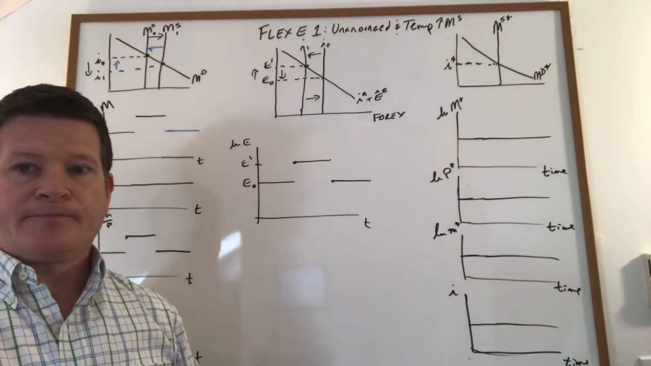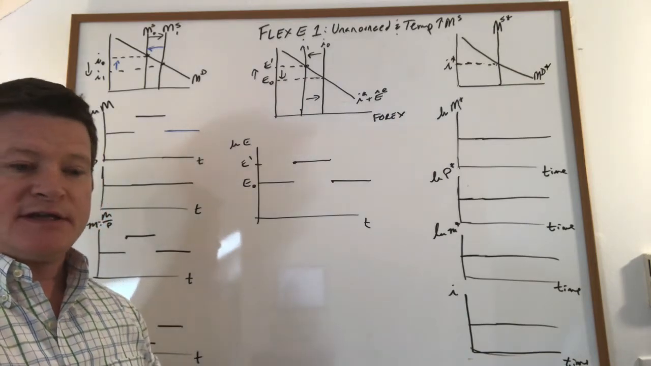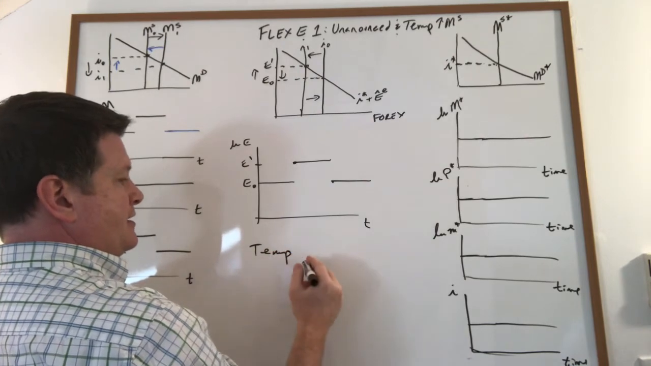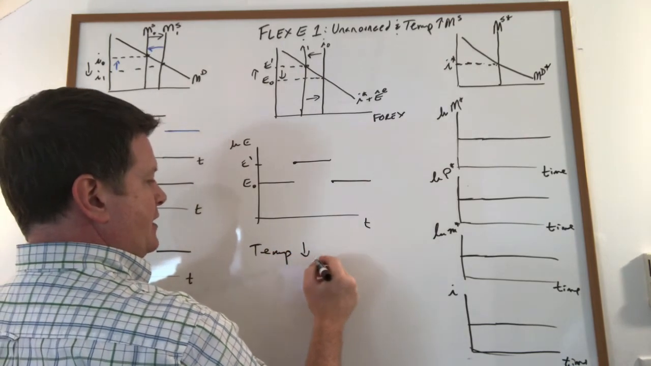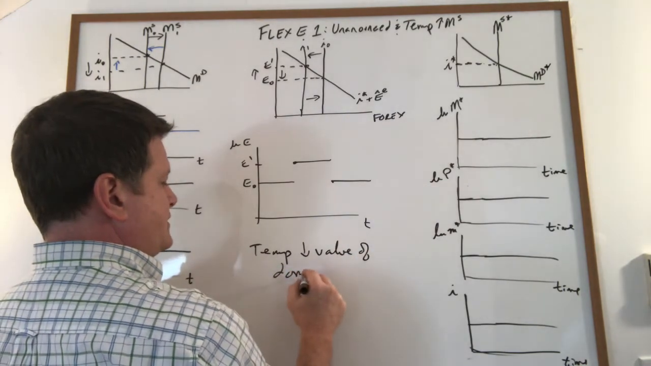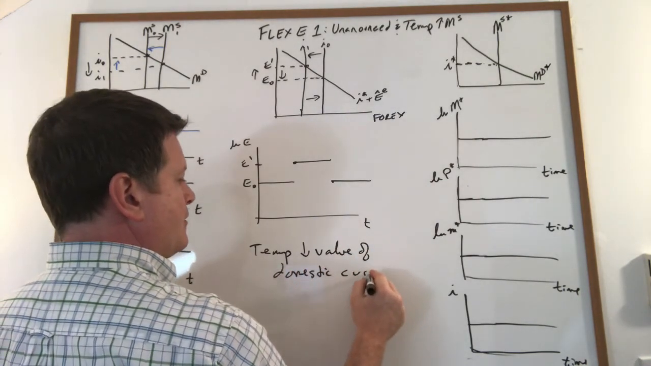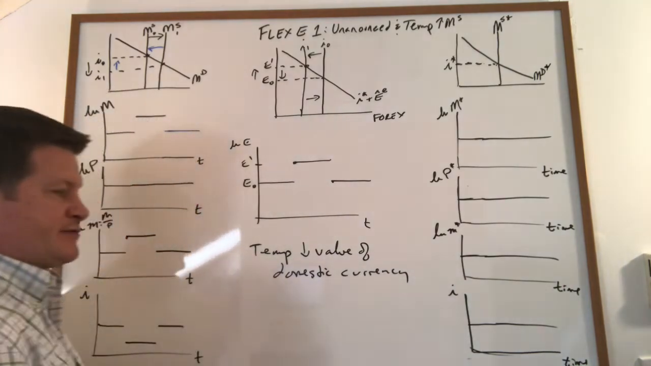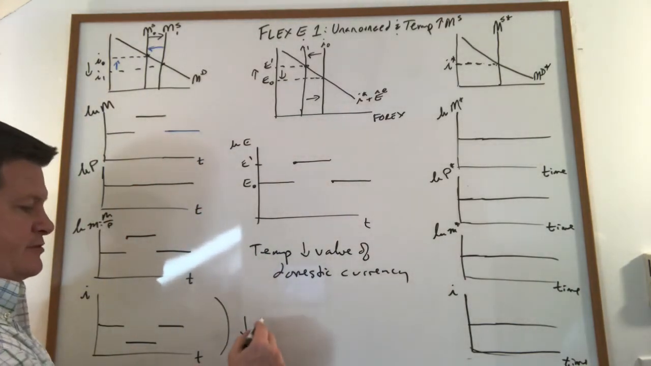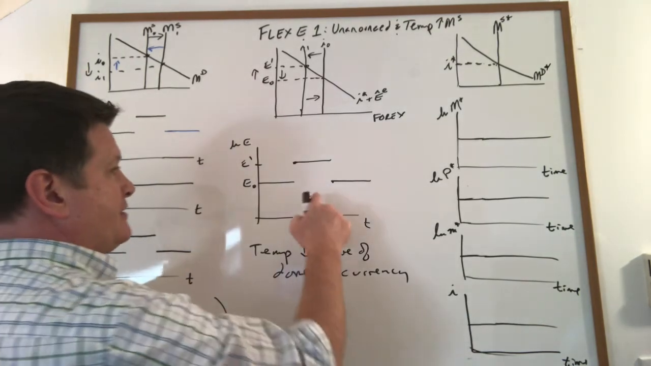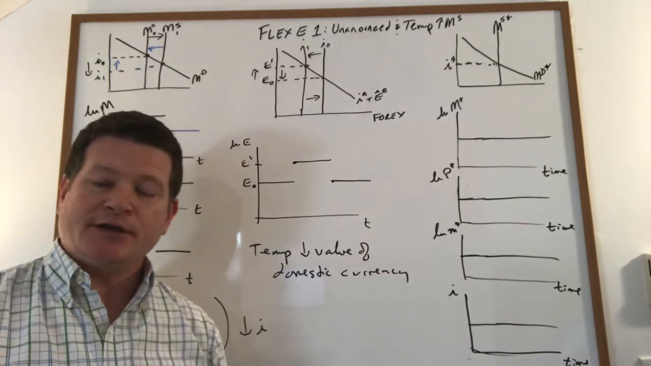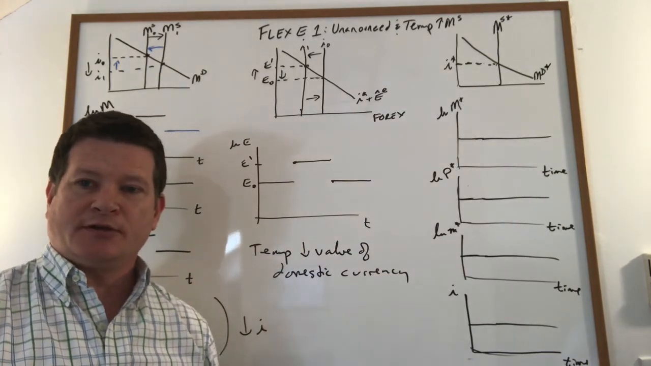End of story. Now, what we can see is that there was a temporary decrease in the value of domestic currency. That's reflected in this drop in the interest rate temporarily and this rise in the exchange rate. Don't forget, an increase in the exchange rate is a depreciation in the domestic currency.